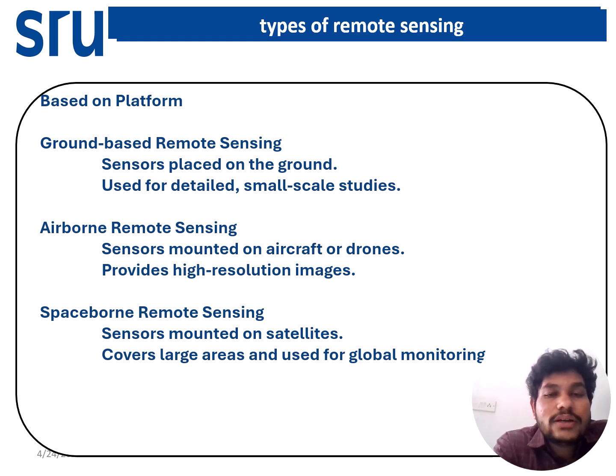Then the next one is based on the platform. Based on the platform, there are three types. Ground-based remote sensing, where the sensor is placed on the ground, like on a tower, or a drone also. Then airborne remote sensing, where we use aircraft or drones with sensors mounted, which provide high resolution images. And spaceborne remote sensing, where satellites are used to collect the reflected radiations.